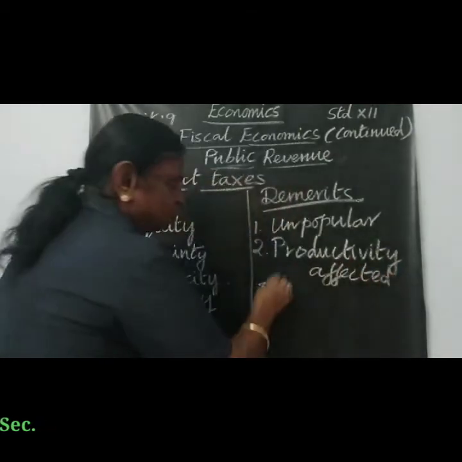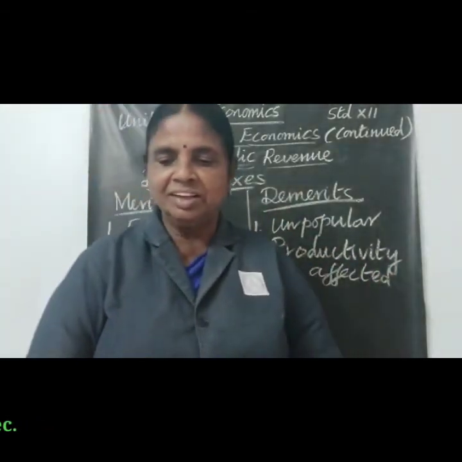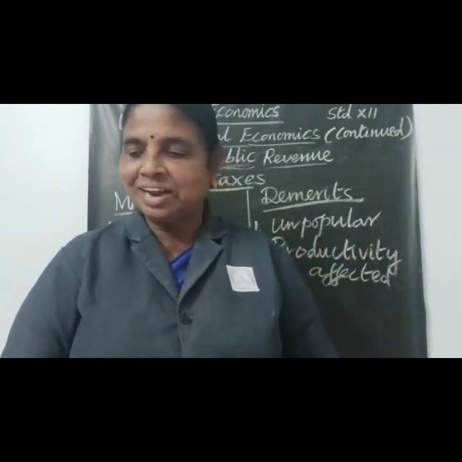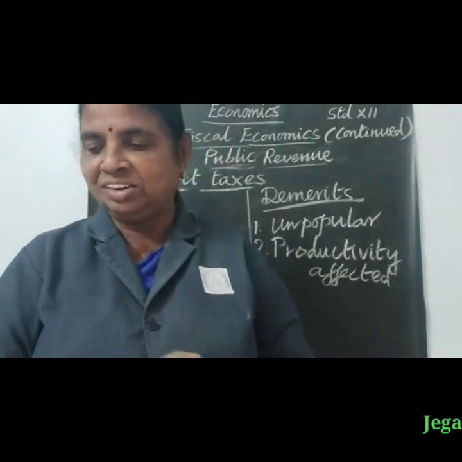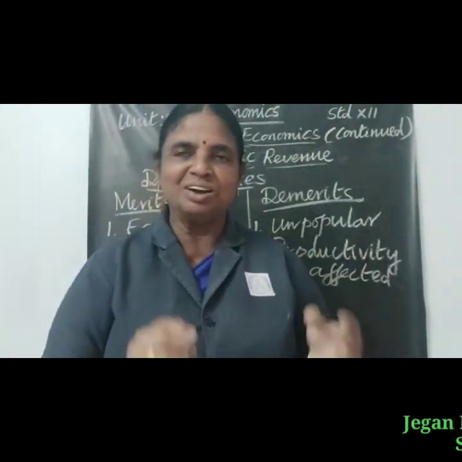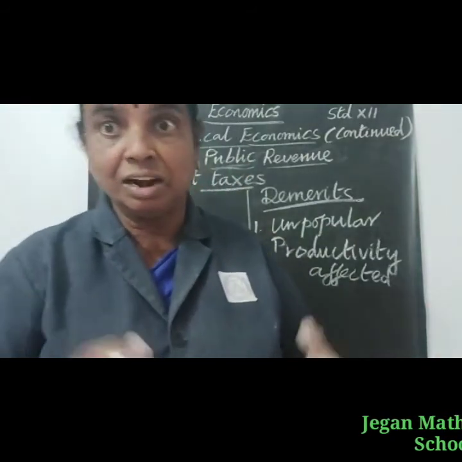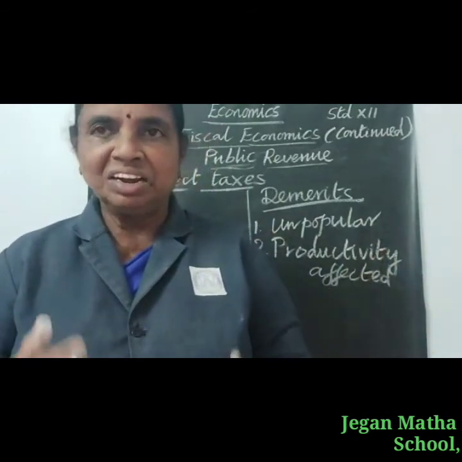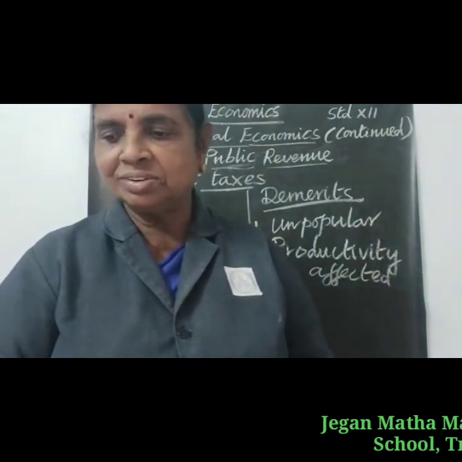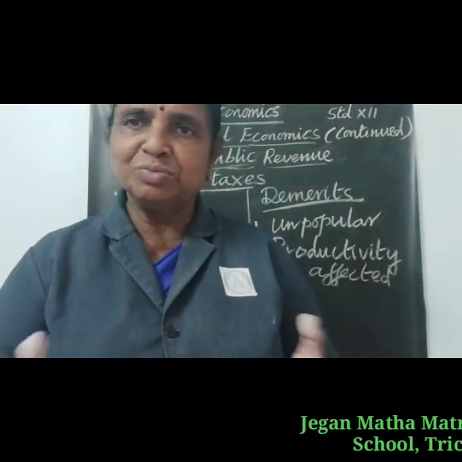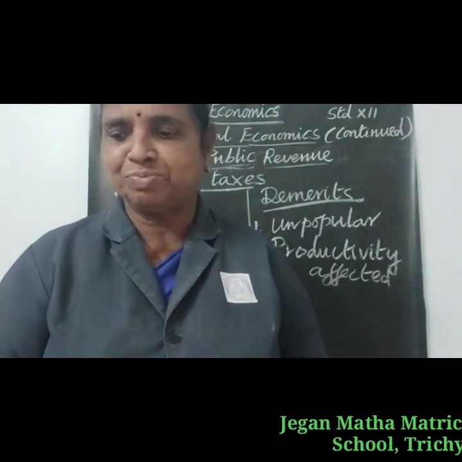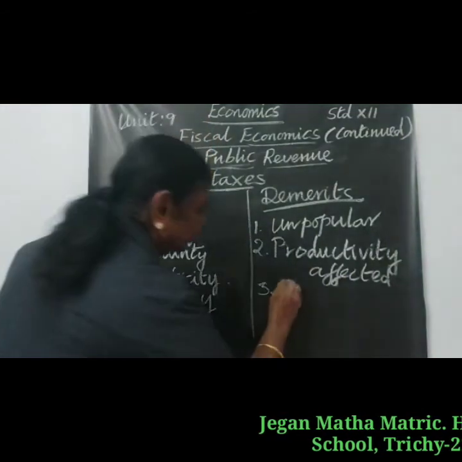And the third important demerit is inconvenient. The taxpayers find it inconvenient to maintain accounts, submit returns and pay tax in lump sum. Maintaining accounts, submitting returns and paying tax in lump sum is really inconvenient for a taxpayer. So third, inconvenient.